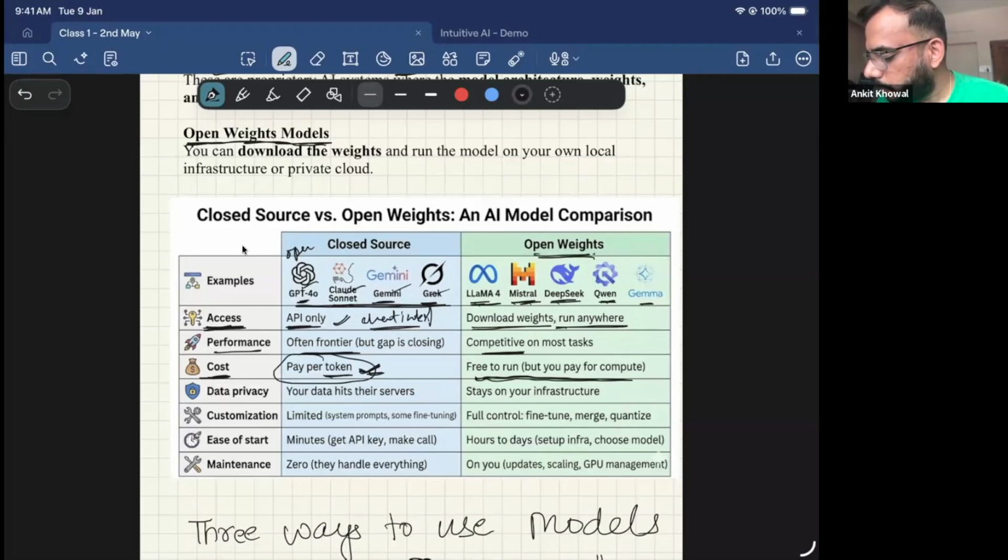From the angle of data privacy, your data hits their server. You are hitting the server of OpenAI, and whatever question and answer you are typing, that data is going to their server. So you don't have control of the data. This will be a very important consideration when you implement in your companies, while choosing a model.